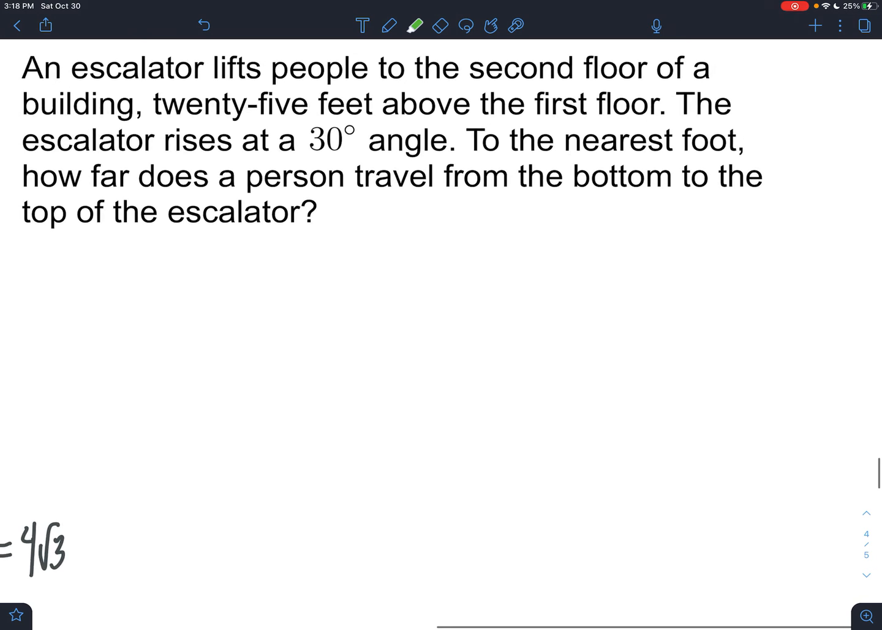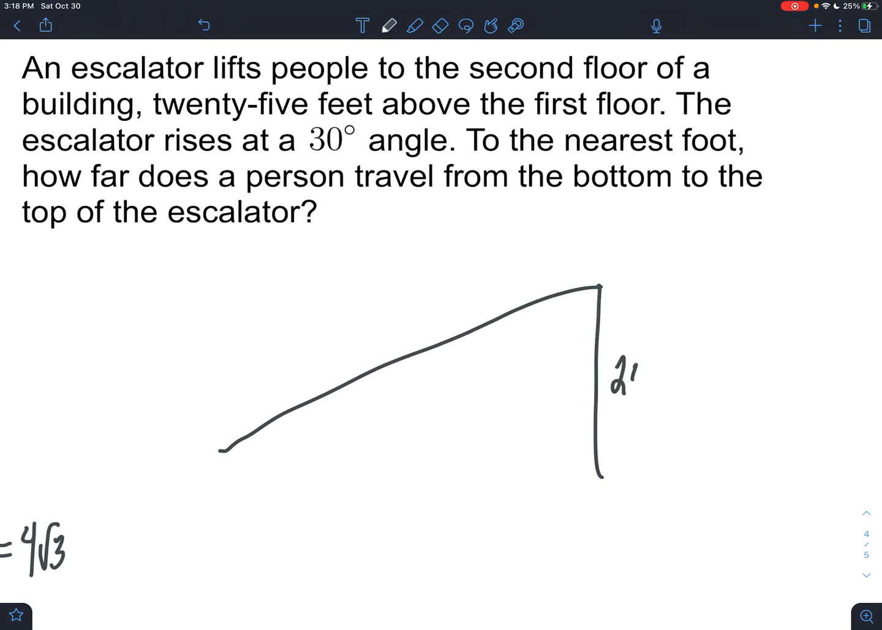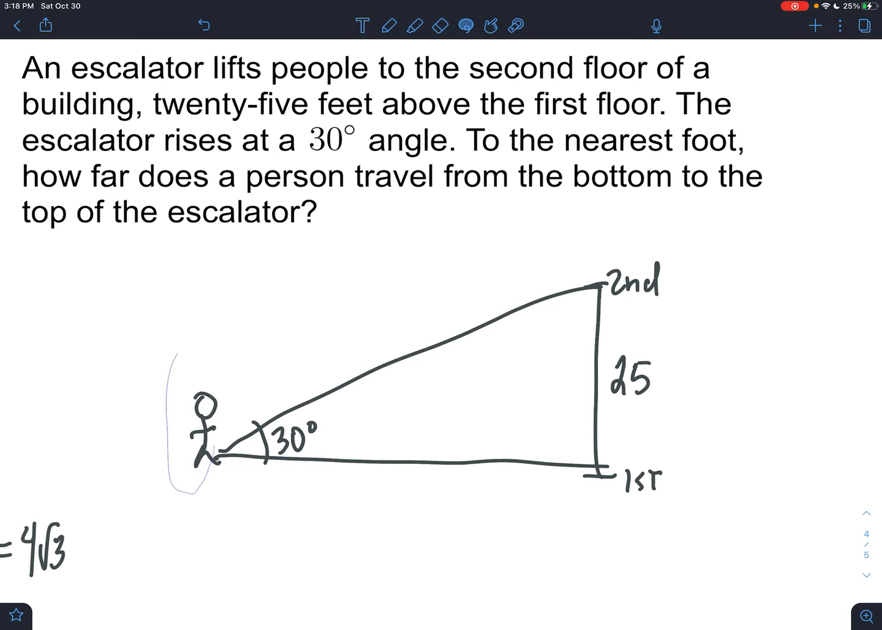Pause the video and give this one a shot after I draw this picture for you. So escalator means we're going up. It says it's 25 feet above the first floor. So this is like the first floor, and this is the second floor. And then it also says 30 degrees here. All right. So to the nearest foot, how far does a person, like this little guy, have to travel from the bottom to the top? So just like this.